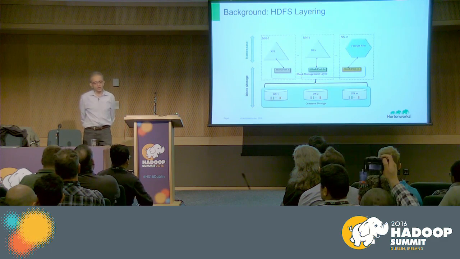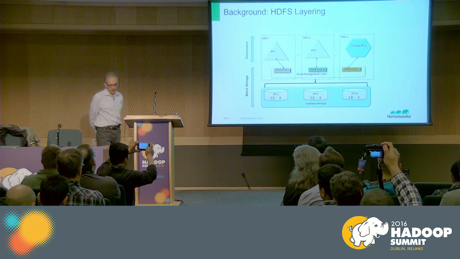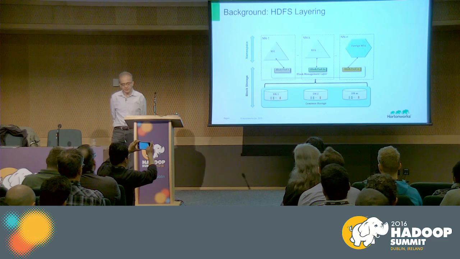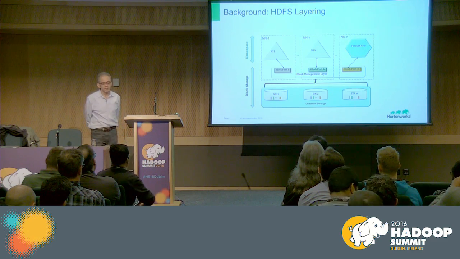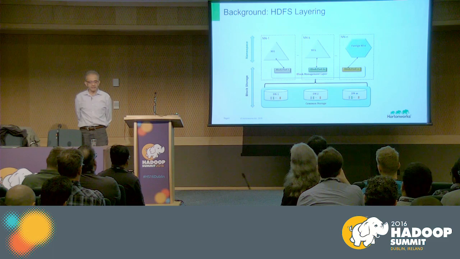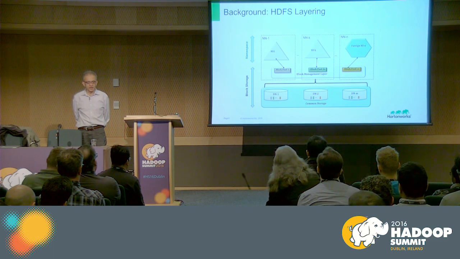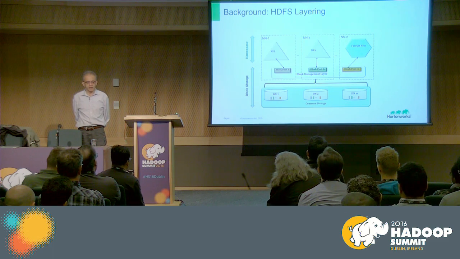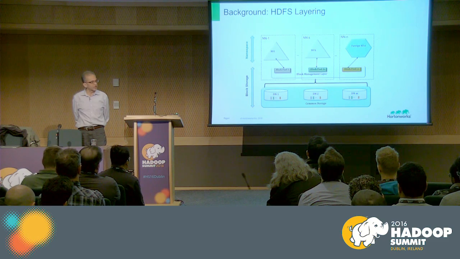Okay, so let me give you a quick bit of background because I'll be talking about two layers in this talk, the namespace layer and the block storage layer. So HDFS looks roughly like this today. It has a block storage layer at the bottom, which is basically the data nodes, and a namespace layer on the top, which is the name nodes.